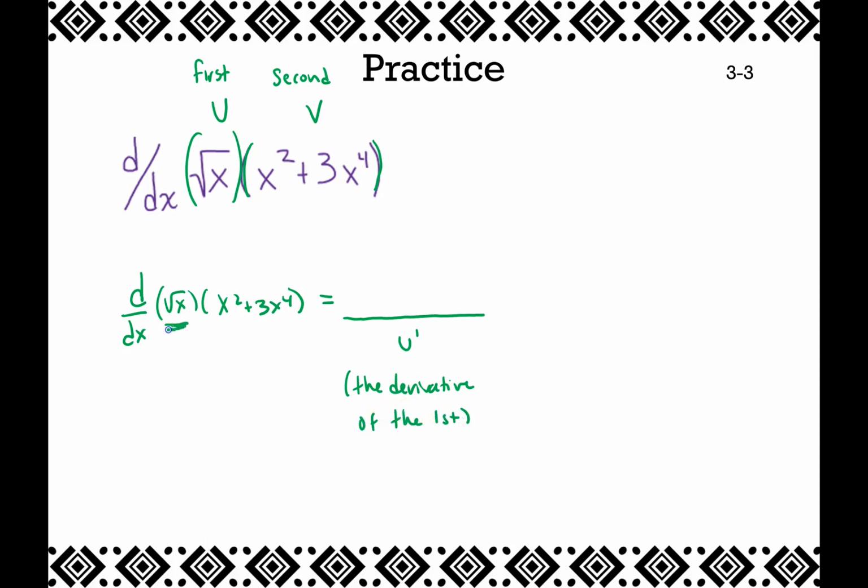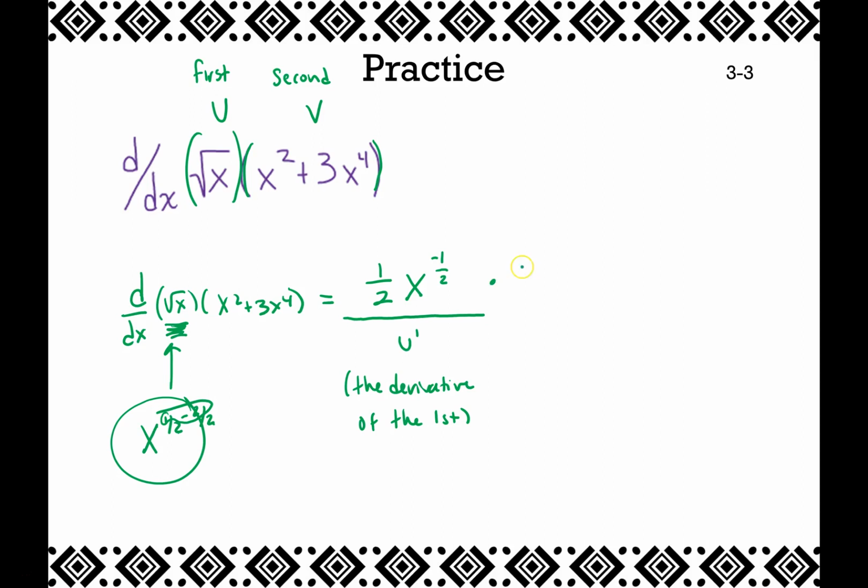Well, what is the derivative of the first? Well, we know we can rewrite that as x to the 1/2. So taking the derivative of my first thing would be bring that 1/2 down in front, x, subtract 2 over 2. Well, keep your denominators as over 2, and 1 minus a 2 would give me a -1. So that's the derivative of the first, or u prime.